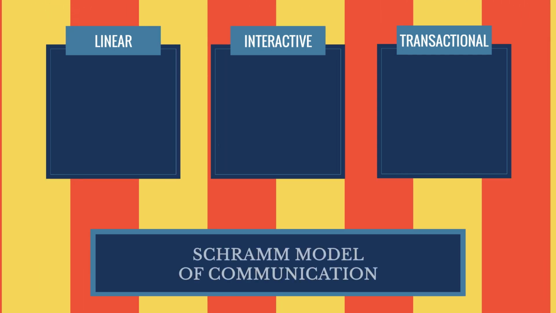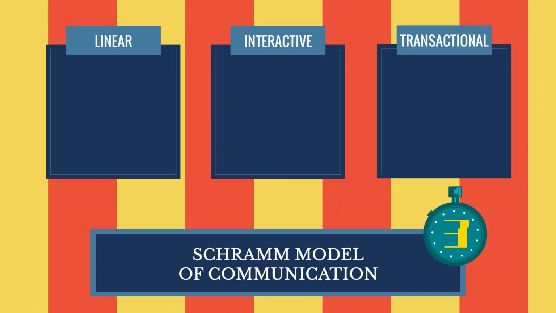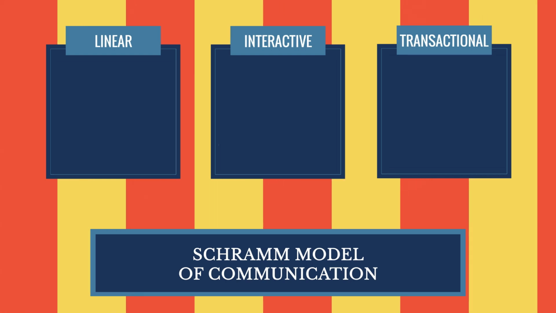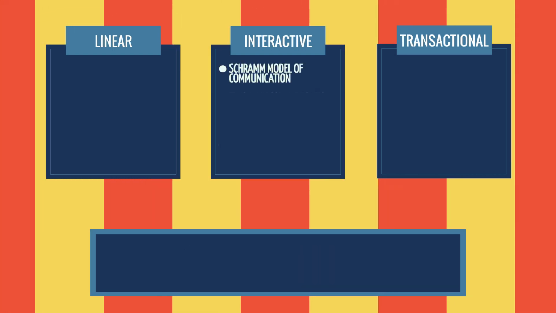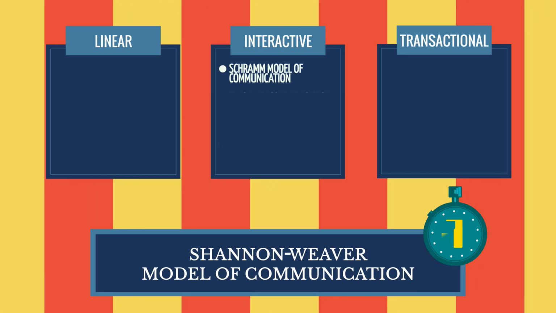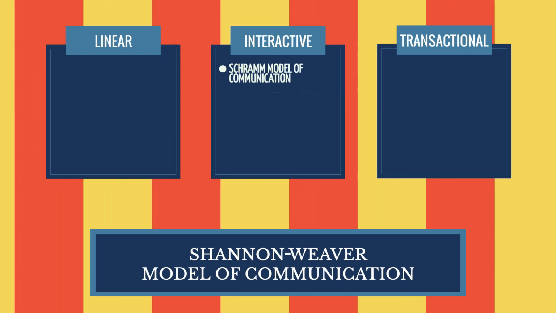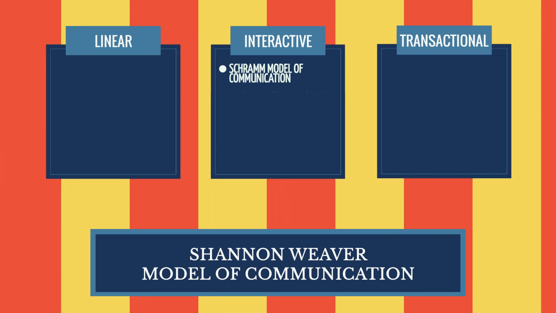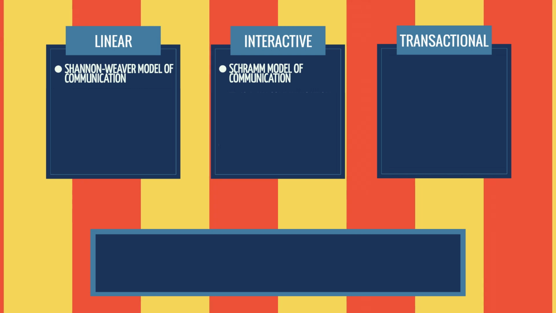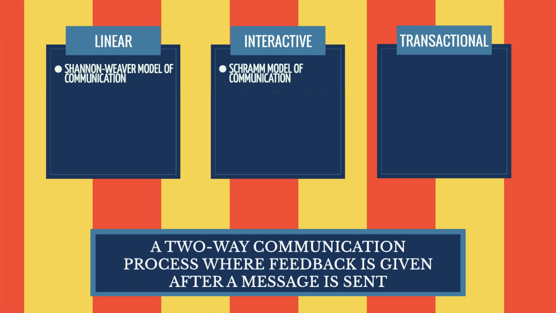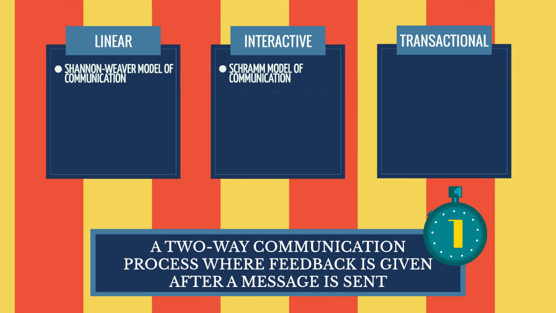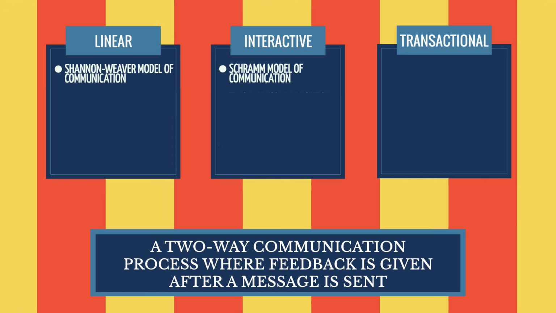Letter A, Schramm model of communication. What is your answer? Did you answer interactive? Then you are correct. Letter B, Shannon-Weaver model of communication. What did you answer? Did you answer linear model? Congratulations, you are still on the right track. Letter C, a two-way communication process where feedback is given after a message is sent. Did you answer interactive again?